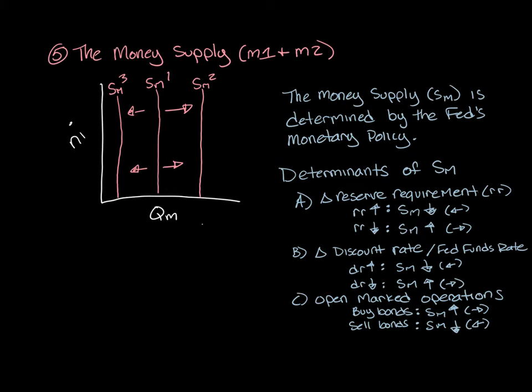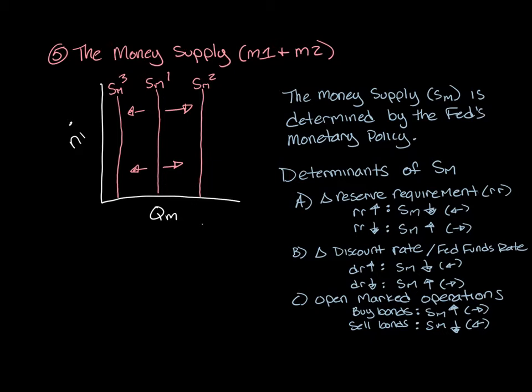So at this point, we're going to move away from money demand and take a look at money supply, which I think is in some circumstances a little more straightforward because there's really only one determinant, that determinant being the Fed's monetary policy, but also a little more complicated because understanding how monetary policy impacts the money supply does require quite a bit of explanation.